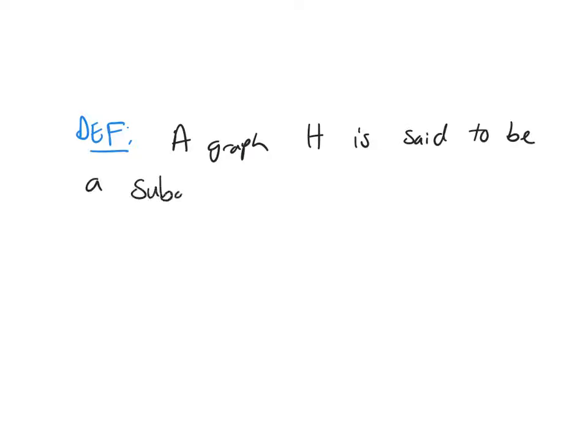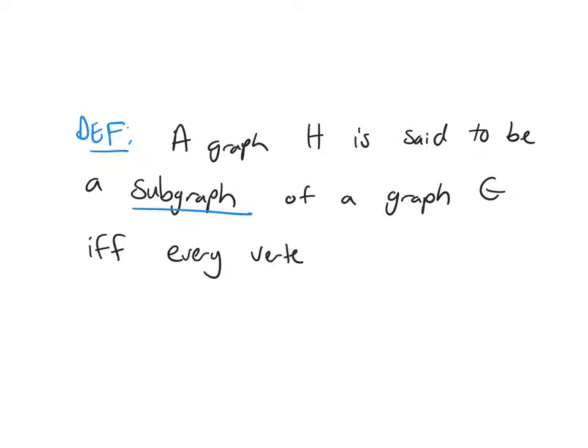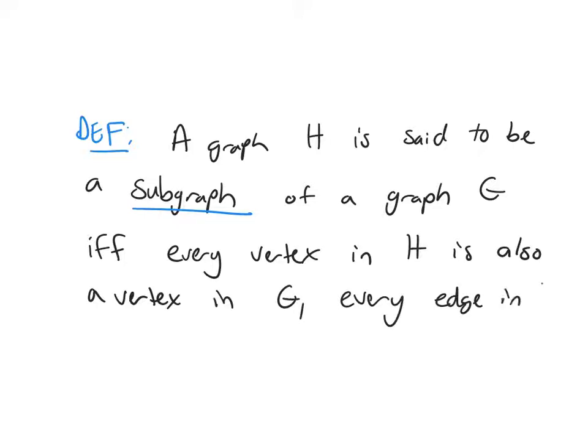Let's start with a definition. A graph H is said to be a subgraph of a graph G if and only if every vertex in H is also a vertex in G. Every edge in H is also an edge in G.